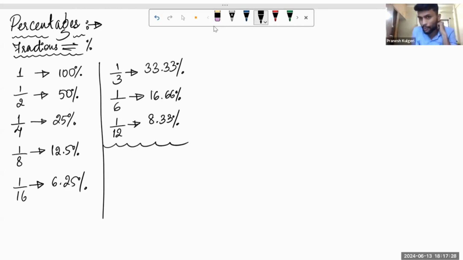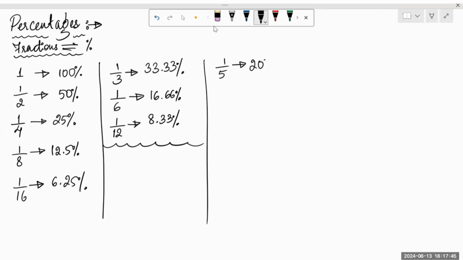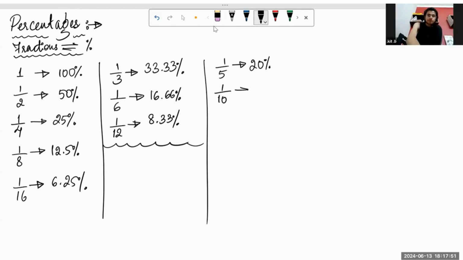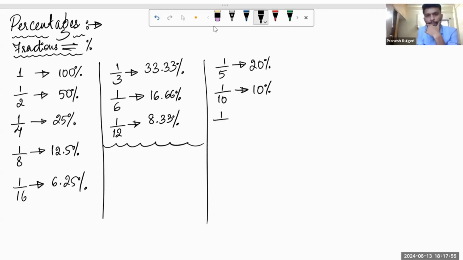Guys, let us understand 1 by 2, 1 by 3, 1 by 4 till 1 by 20. 1 by 20 is more than sufficient, and then the rest we can manage. Now 1 by 5 is 20%. Half of 1 by 5 is 1 by 10. 1 by 10 is 10%.